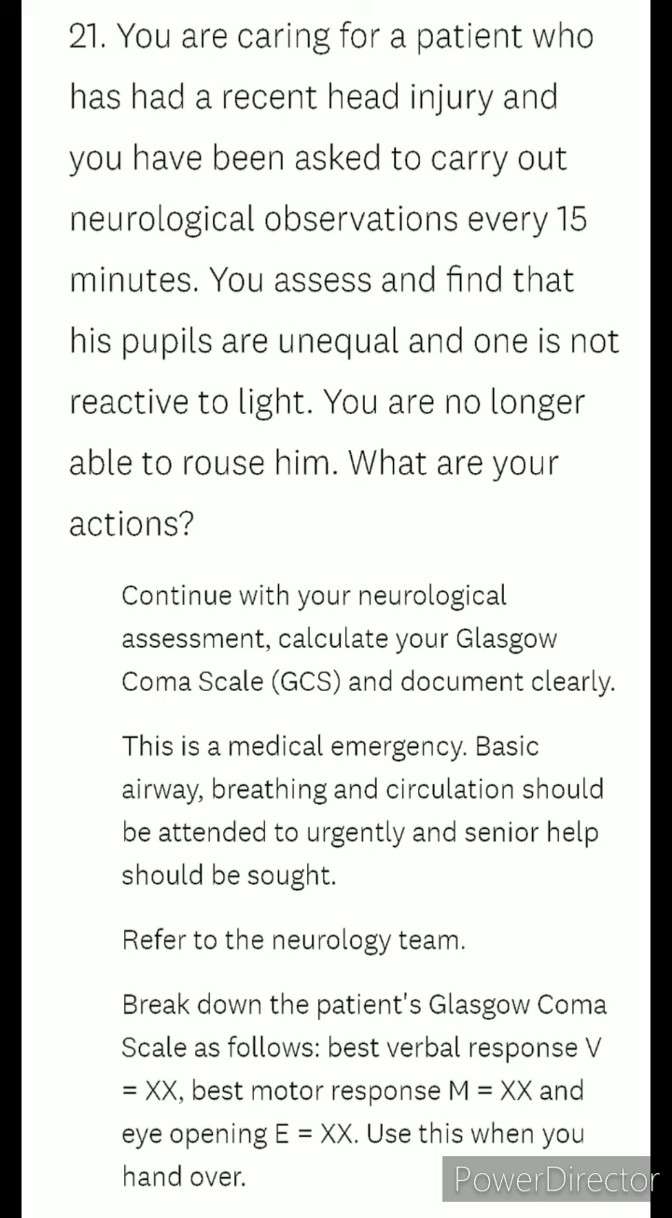Option B. This is a medical emergency. Basic airway, breathing and circulation should be attended urgently and senior help should be sought. Option C. Refer to the neurology team. Option D. Break down the patient's Glasgow coma scale as follows. Best verbal response V equals XX. Best motor response M equals XX and eye opening E equals XX. Use this when you hand over.